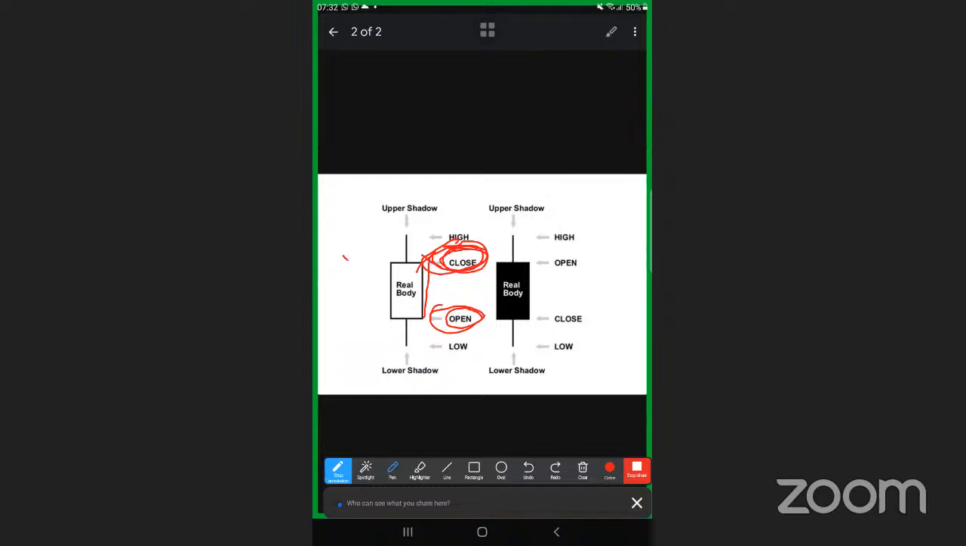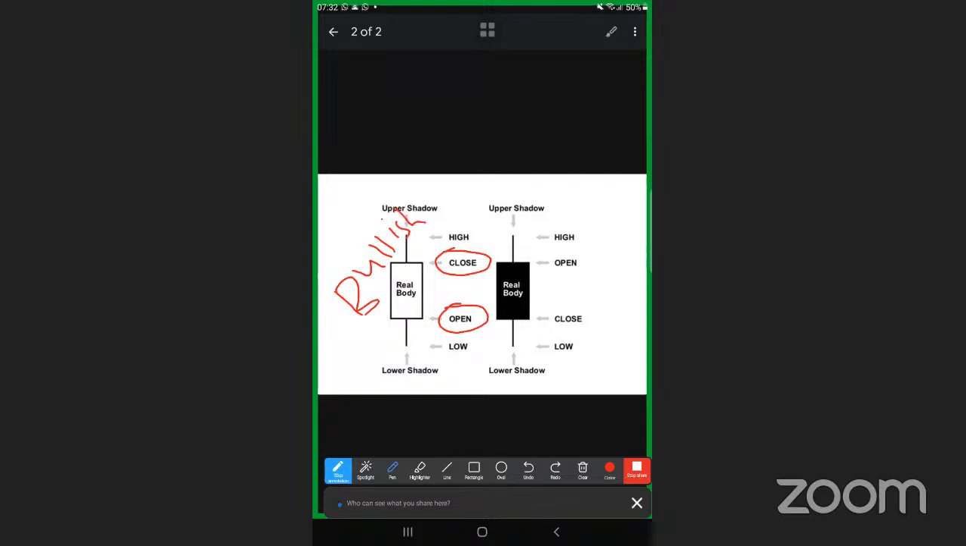Why do we call it a bullish candlestick? It is for bulls, because bulls push price to the top. Bears push price to the bottom. So if you find a candle where the close is above the open, that candlestick is a bullish candlestick.